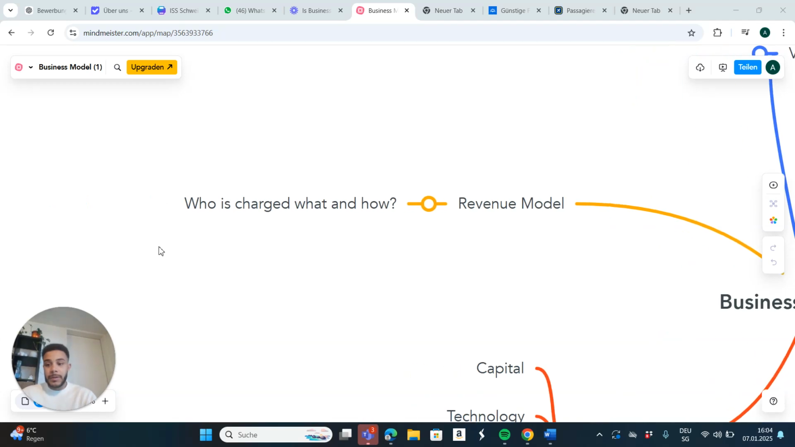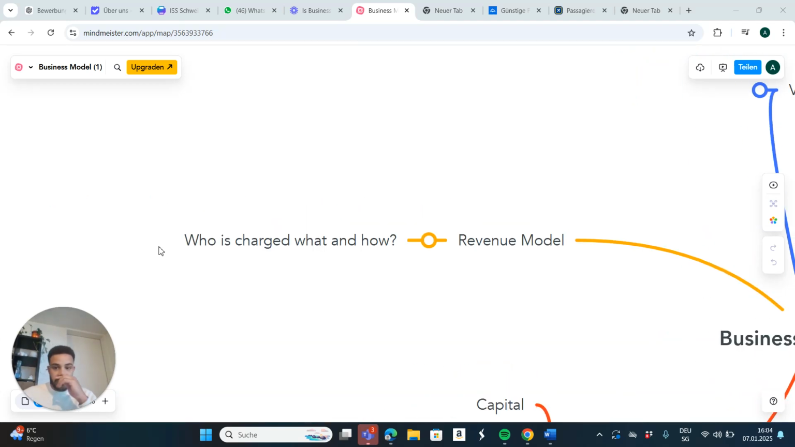Now, this is my favorite branch, the last one, and it's the revenue model. And the question is, who is charged what and how? And this is mostly a form of pricing. So in marketing, you do have pricing, and you should do the thinking in terms of marketing, or in this context, not with the business model itself.